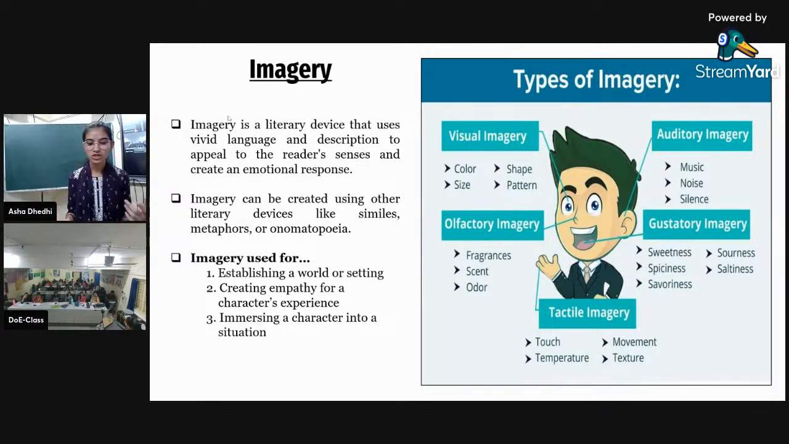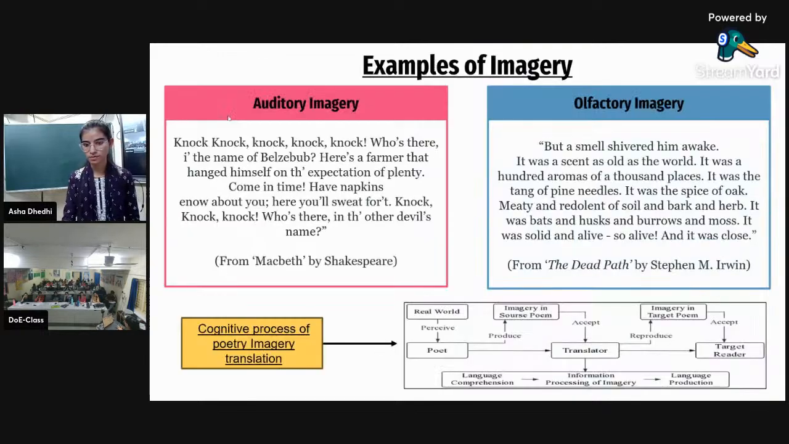Then, olfactory imagery is when they are creating an image of certain smells, right? So it would be considered olfactory imagery. And gustatory: if the writer is creating an image of certain tastes, right, which we experience through our tongue, then it would be considered gustatory imagery. And last is tactile imagery, where you are getting a feeling of touch or movement through these images.